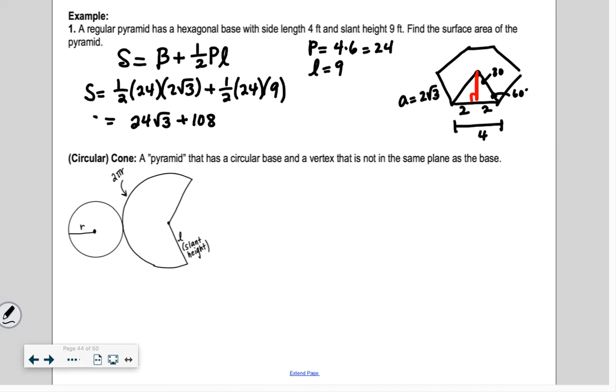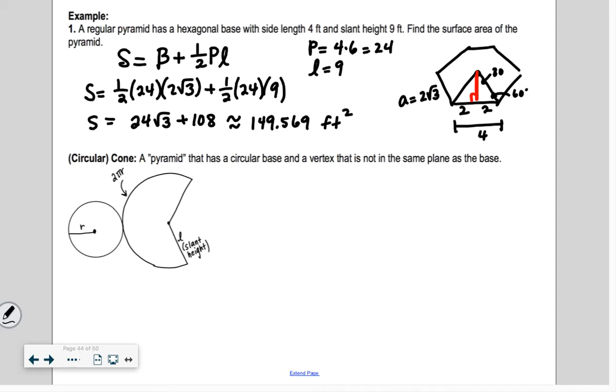If that bothers you and you're like, that doesn't look like a number, because for some reason you guys are always like, oh, I need it as a decimal. You can find it as a decimal if you want. This would be 149.569 square feet, right? Okay, does this make sense?